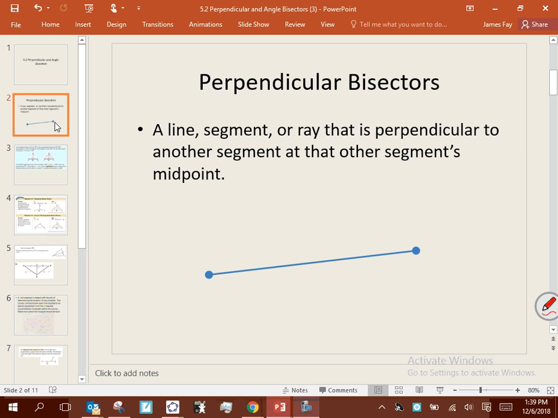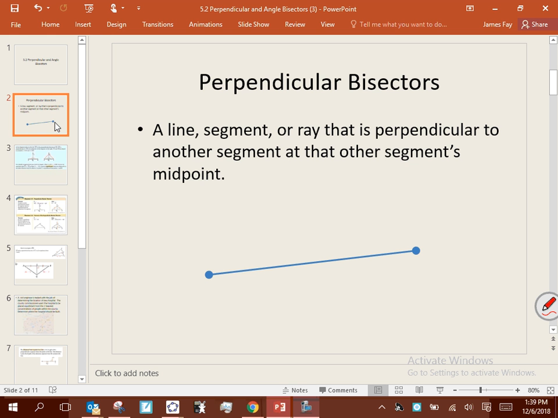It's good to remember that segments are the only thing that can be bisected. Okay, so a line can never have a bisector. A line can never have a perpendicular bisector. A line never has a beginning and end, right?